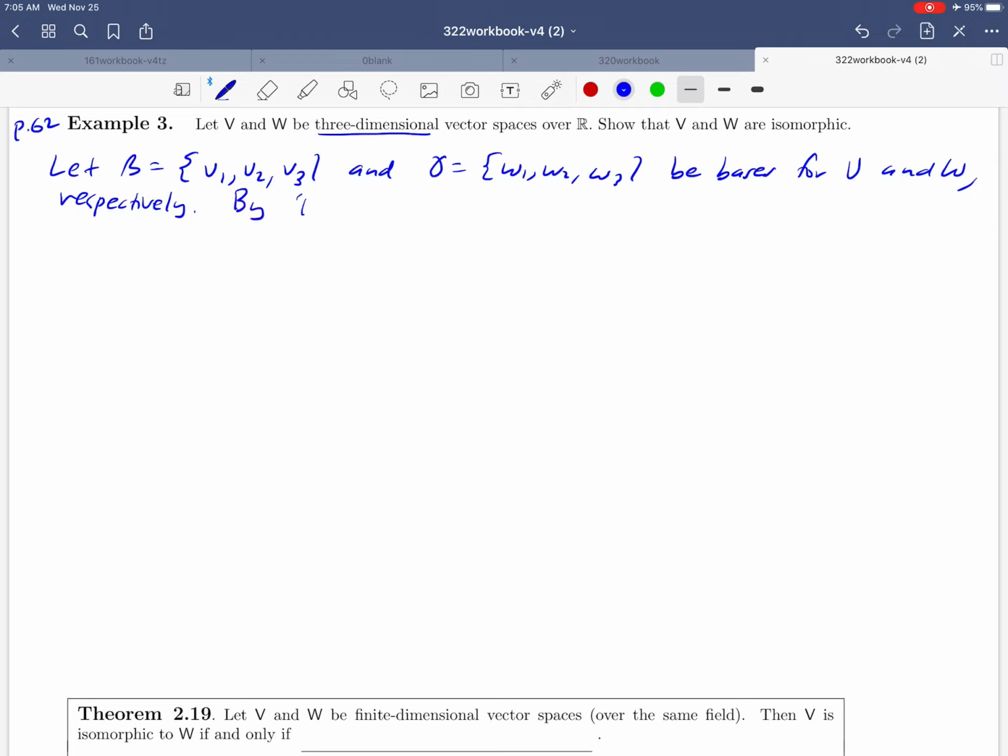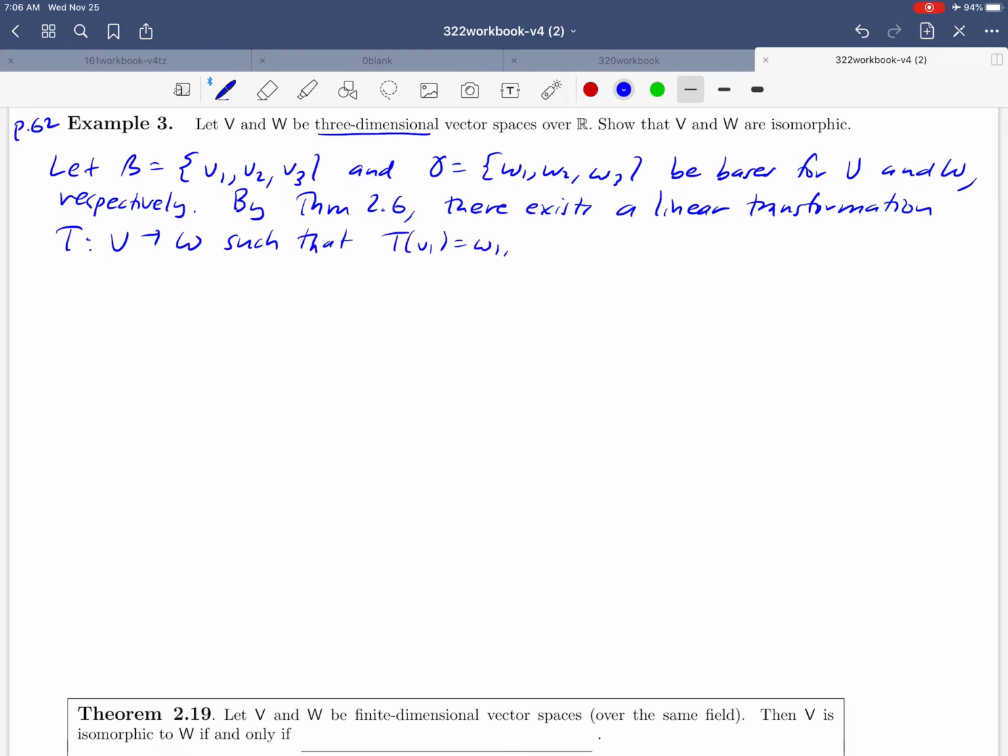Okay, so let's say it this way. By Theorem 2.6, there exists a linear transformation T going from V to W such that T of V1 equals W1, T of V2 equals W2, and T of V3 equals W3. Okay, we can draw a diagram just to illustrate this.